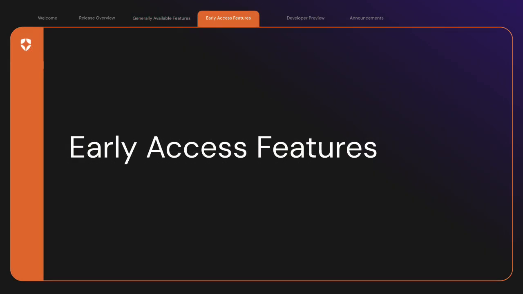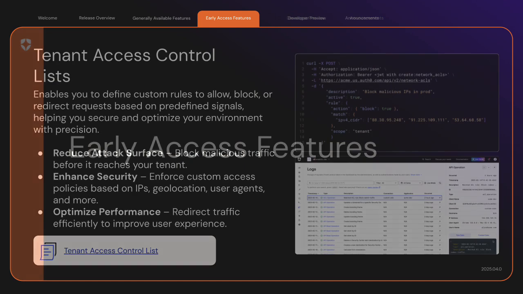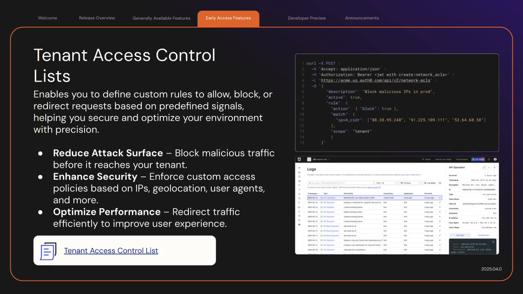Now let's take a look at some early access features. We are excited to announce the early access release of Tenant Access Control Lists, ACL. This feature enables you to define custom rules to allow, block, or redirect requests based on predefined signals, helping you secure and optimize your environment with precision.